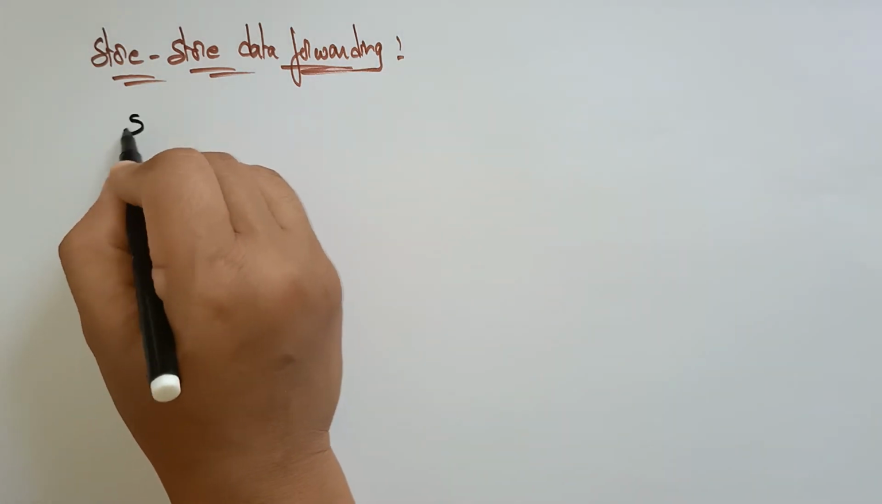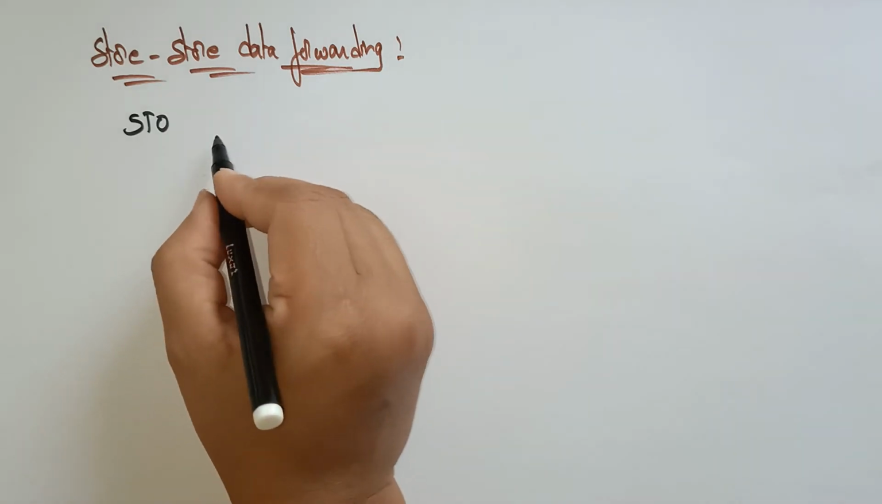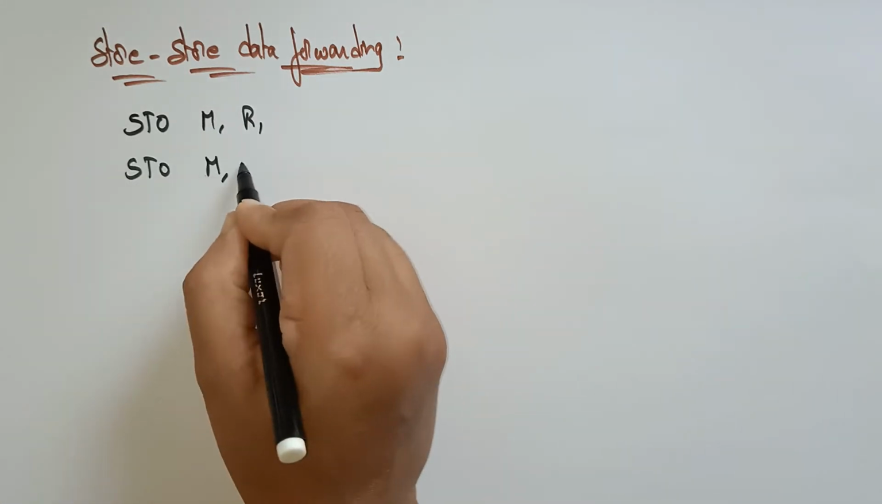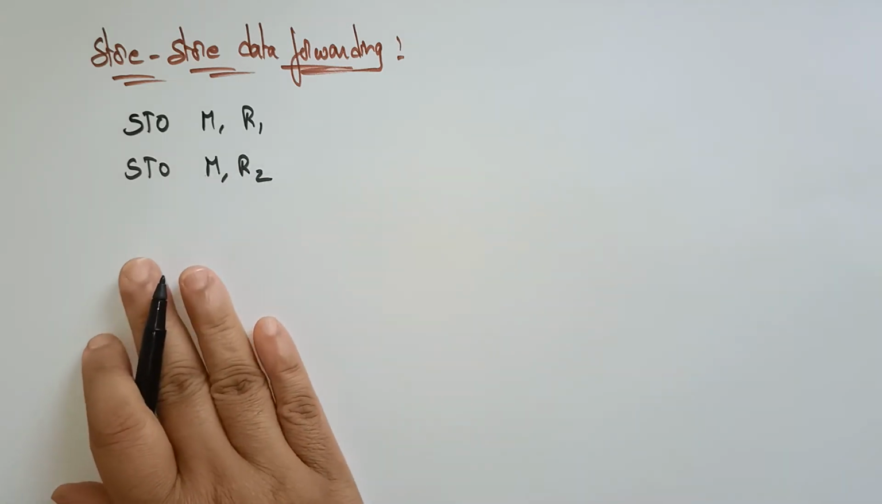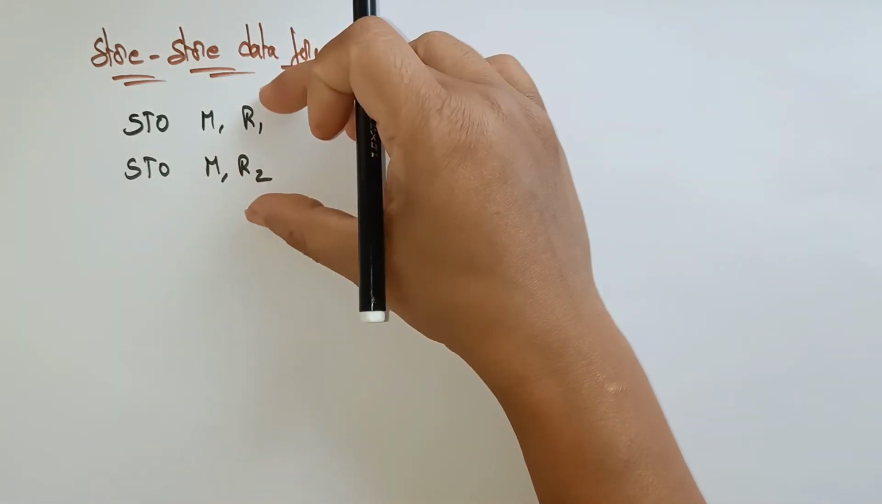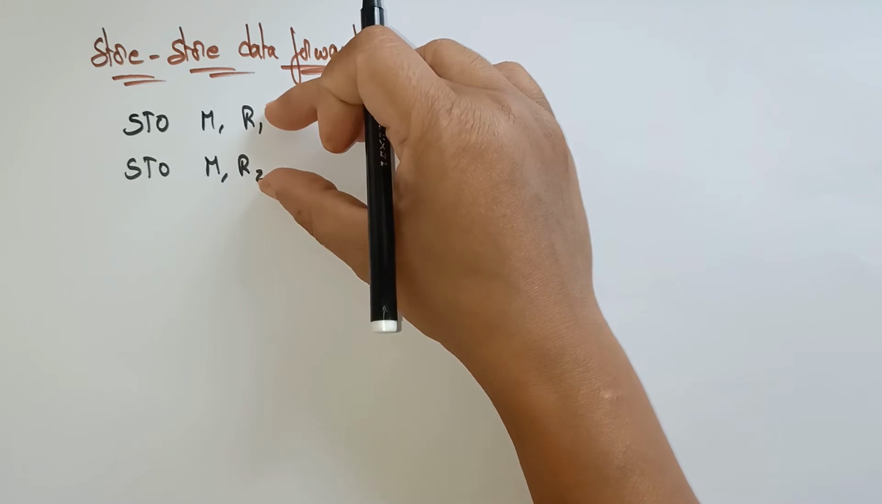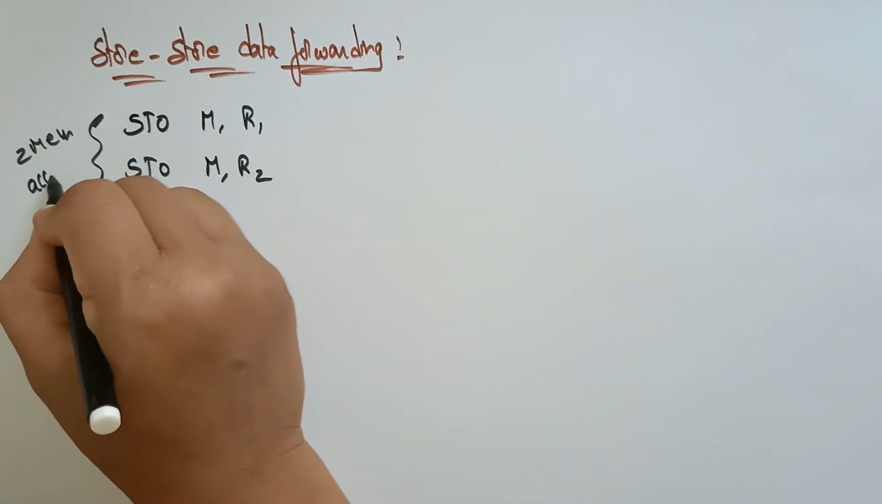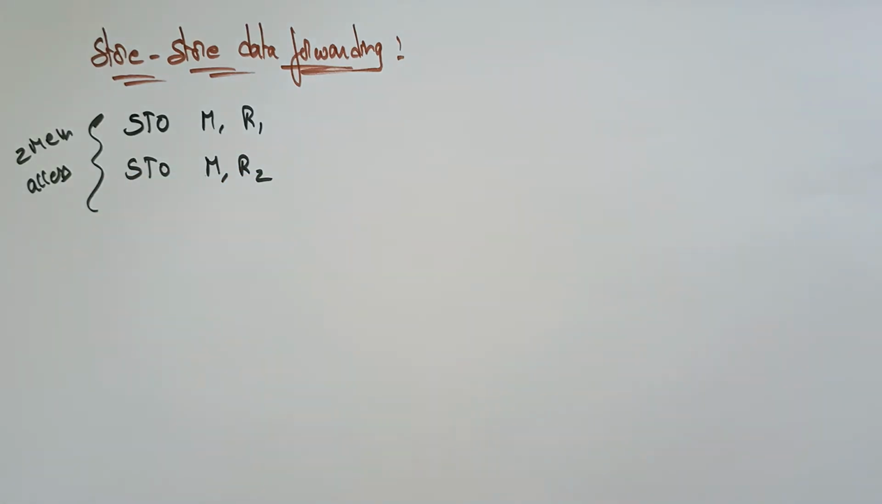Store means you have to take two store instructions: store memory comma R1, store memory comma R2. How many memory accesses are taking place in these two instructions? To perform these two instructions, we require two memory accesses. So try to reduce the memory accesses. Whenever you replace a memory access with a register transfer operation, automatically the speed of the pipeline processor will increase. The throughput will increase.